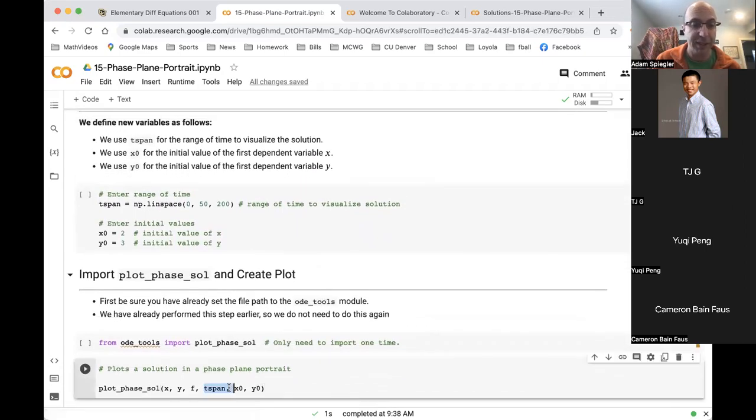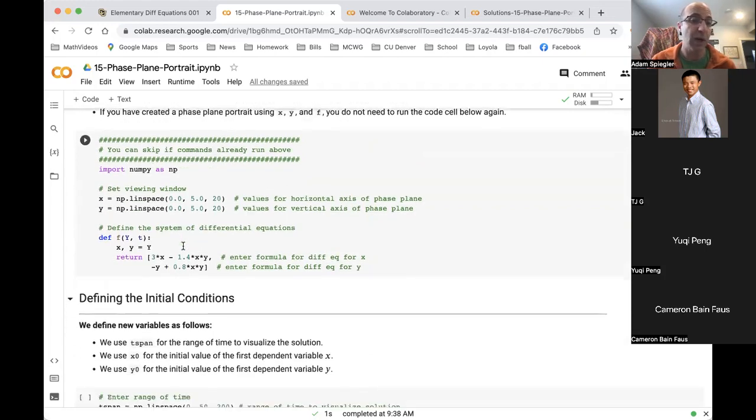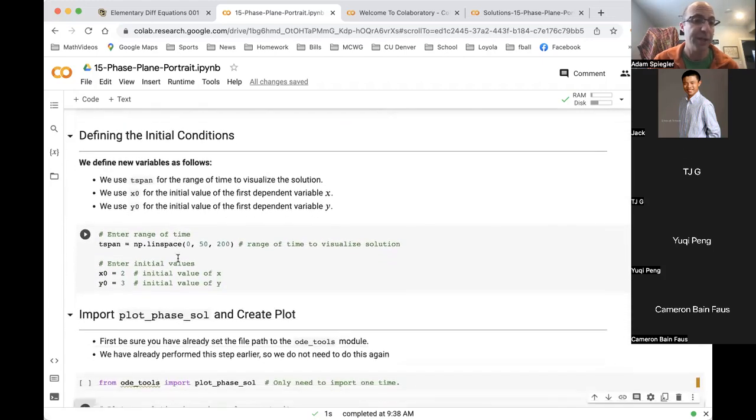One of them is the span of time that we're going to plot this solution. What is our initial x value and what is our initial y value? The x and the y and the f, these are all the same as what we entered previously. So I'm not going to even run this code cell over here. This is just here in case I didn't run this already. But we're going to use the same window for x and y. We have the same system of differential equations.